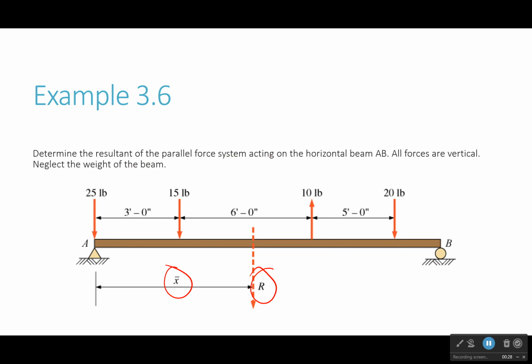And all these forces are vertical, so really we have a pretty easy time of this. All I have to do is choose a point. I'm going to choose A. And the first thing I'm going to do is add up all the forces.